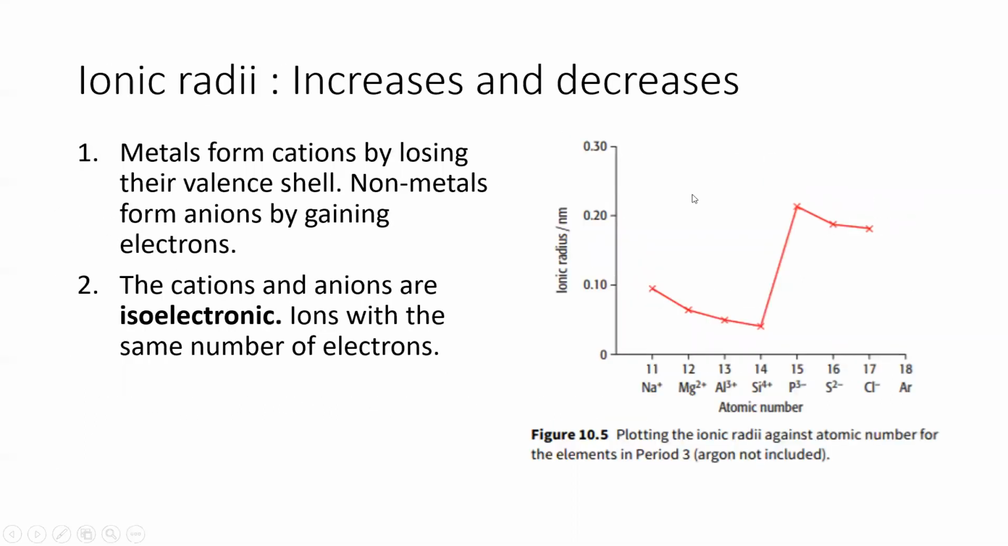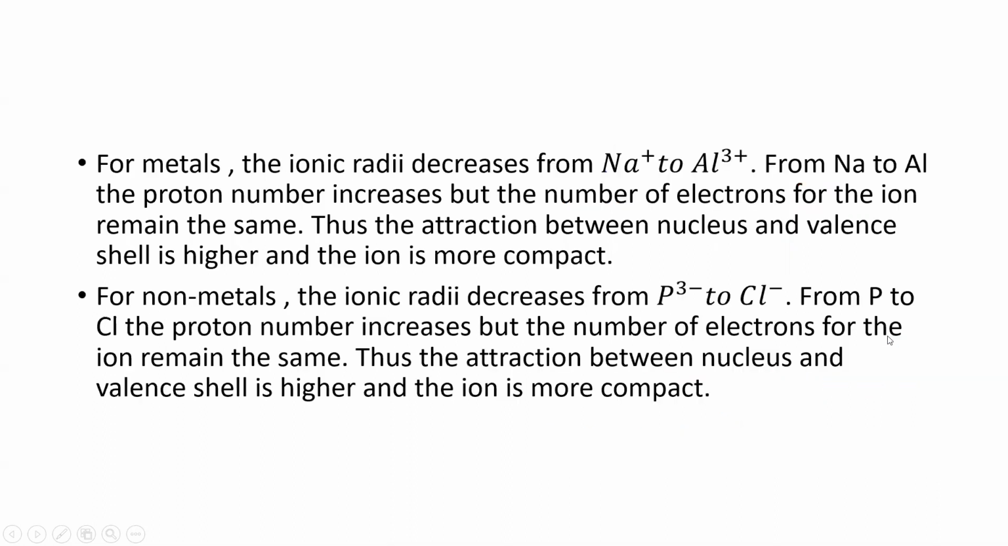Just take a look at this graph. I hope you guys can understand that. It decreases from sodium to silicon, and then it would increase because there's a difference of one entire valence shell, and they'll decrease again because the protons increase.